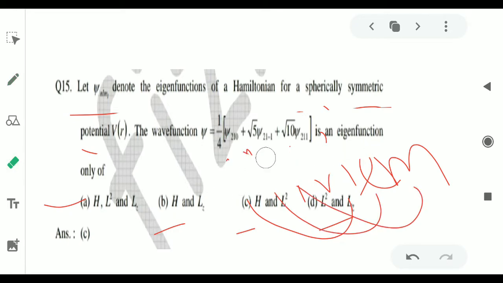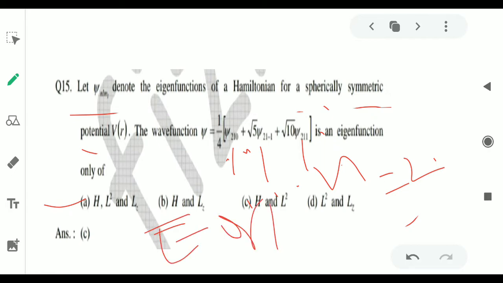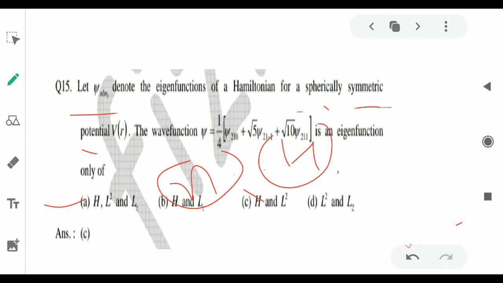So here the value of n is 2, 2 and 2. The value of n is equal to 2, same for all. And we know that the energy or Hamiltonian depends on minus 13.6 upon n square, that is the energy value. So it will depend on n, and here the value is the same, so it will depend on H or E.